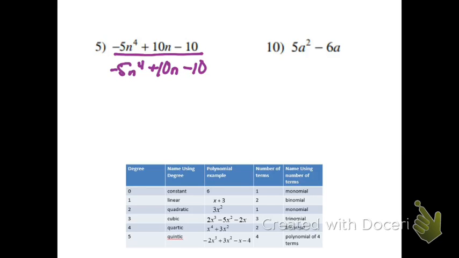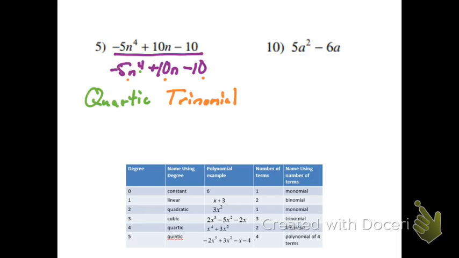After that, what you will do is you look at the degree. The highest degree is 4, so it is a quartic. And the last step here is how many terms does it have? 1, 2, 3. So it is a trinomial. Quartic trinomial. Check.